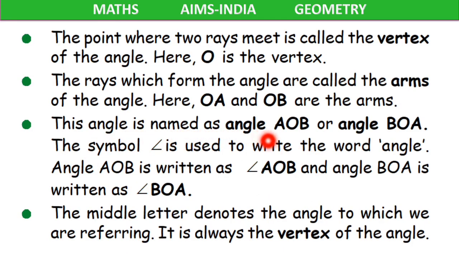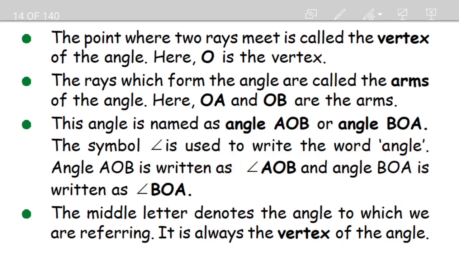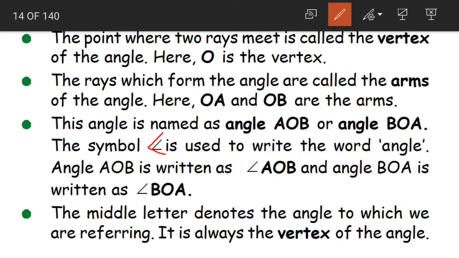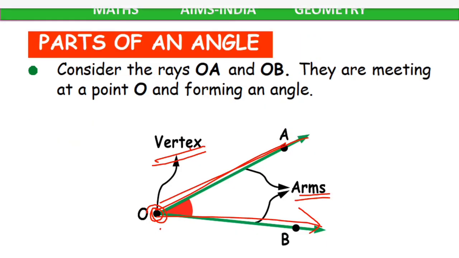The angle is named as angle AOB or angle BOA. This symbol is used to write the word angle. Angle AOB is written as angle AOB and angle BOA is written as angle BOA. The middle letter denotes the angle to which we are referring. It is always the vertex of the angle.